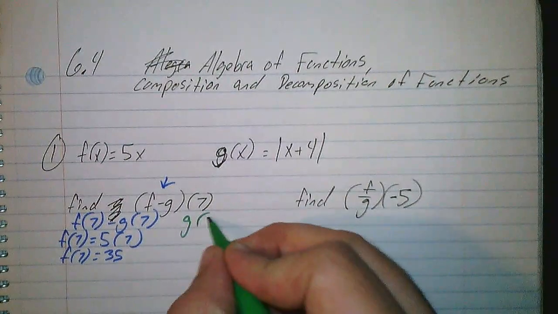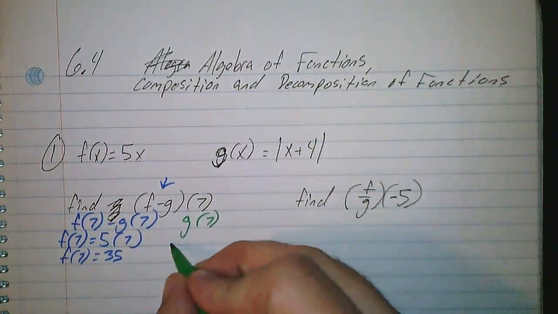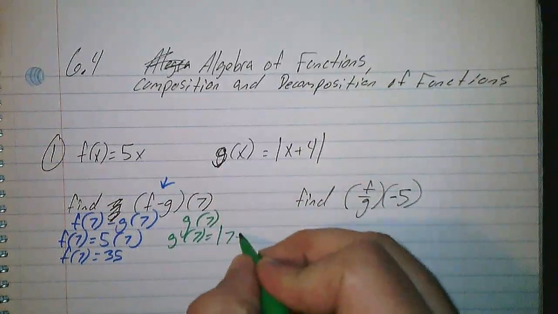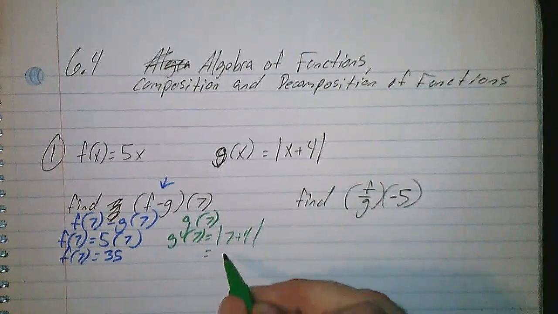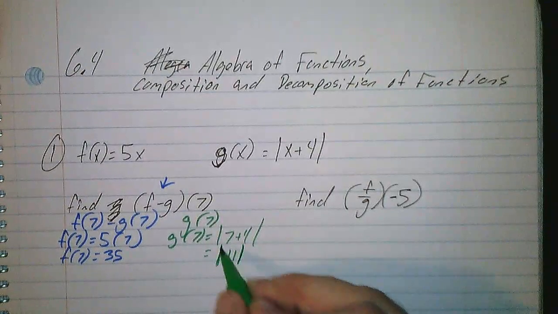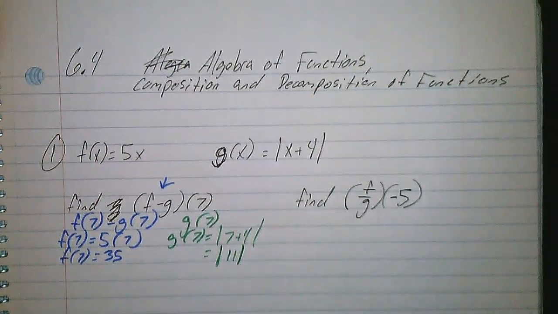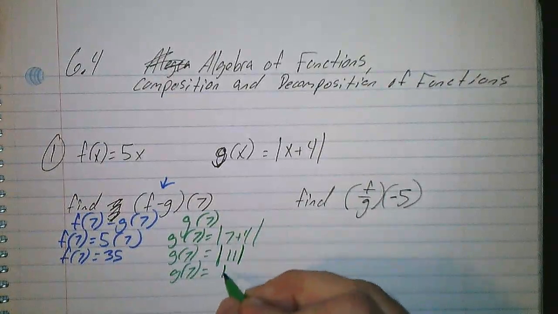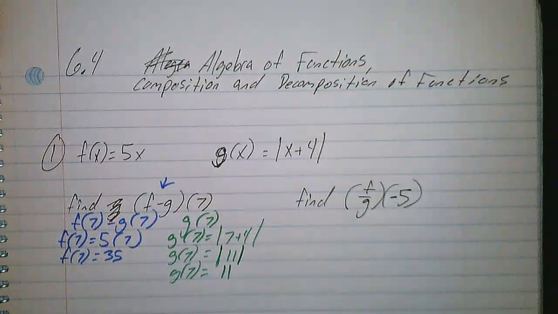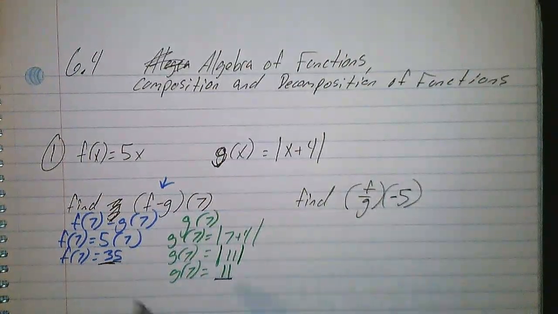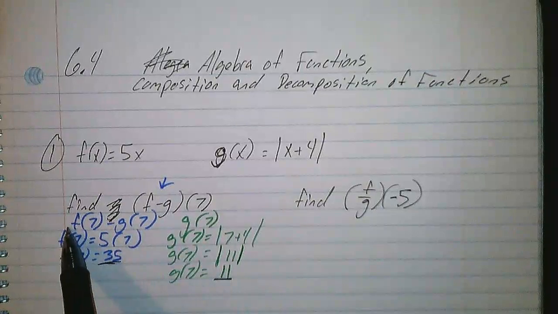G of 7 is the absolute value of 7 plus 4, which is the absolute value of 11. That's an 11 inside absolute value braces. And the absolute value of 11 is 11. So we found f of 7, we found g of 7. That is basically what we are asked to find.